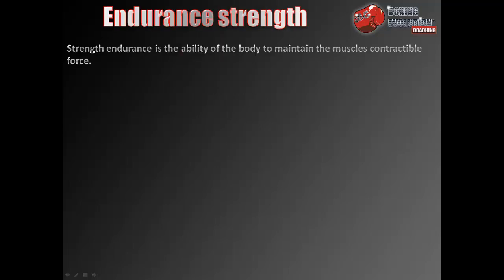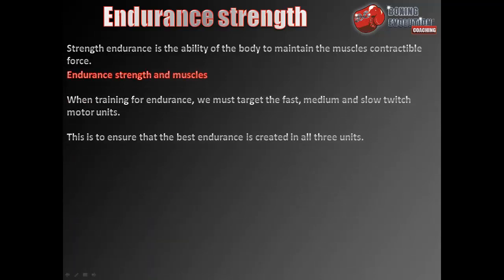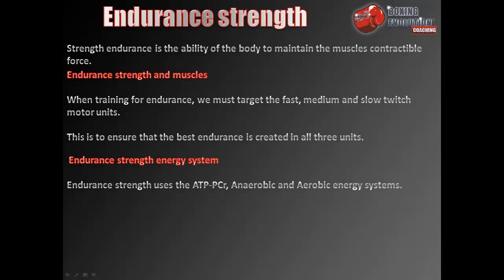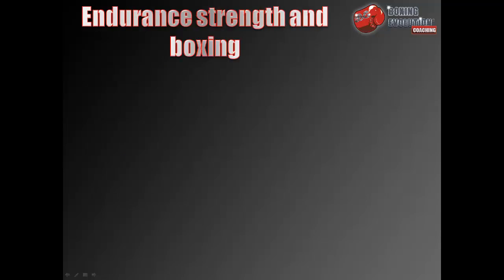Strength endurance is the ability of the body to maintain the muscles' contractile force. Endurance strength and muscles. When training for endurance, we must target the fast, medium and slow twitch motor units. This is to ensure that the best endurance is created in all three units. Endurance strength energy system. Endurance strength uses the ATP, PCR, anaerobic energy systems.